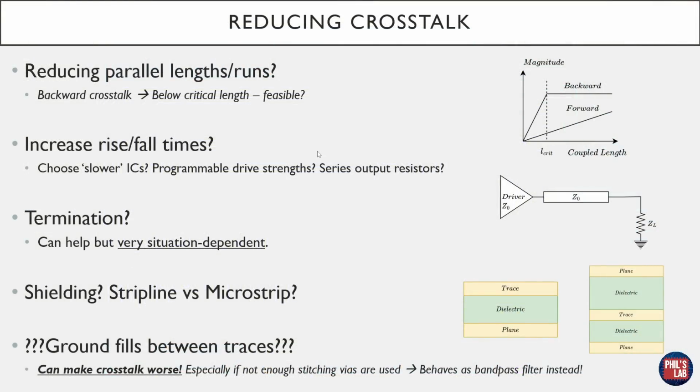What we can also try to do, if we don't specifically need them, is to increase the rise and fall times. So longer rise and fall times typically means less coupling. So that could mean choosing slower ICs, so to speak. So maybe finding a microcontroller that will do the job but has slower rise and fall times. You might have programmable drive strengths or programmable rise and fall times in many microcontrollers and FPGAs, and maybe even a small series output resistor to adjust the slew rate of that driver, which leads on to termination. But keep in mind, increasing rise and fall times, oftentimes we don't have control over. So it's kind of a secondary thought to reducing crosstalk.